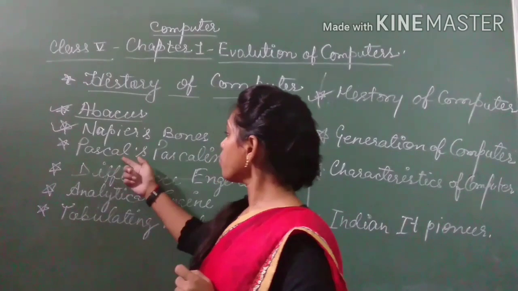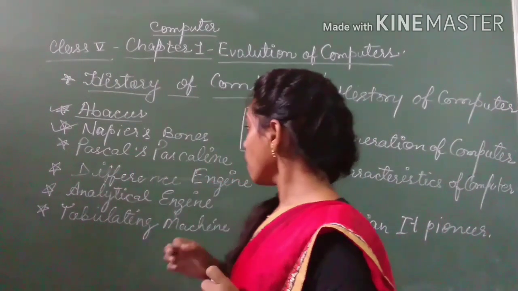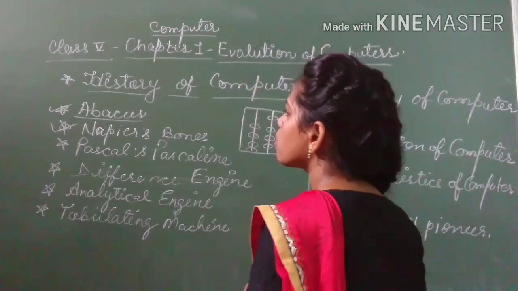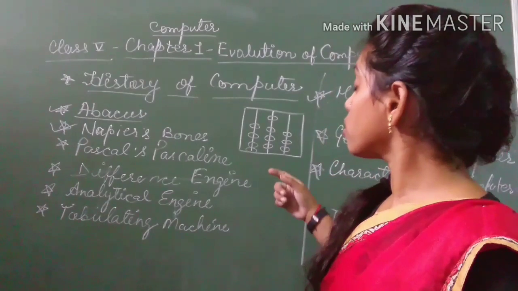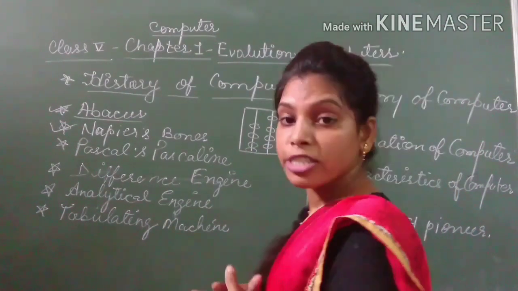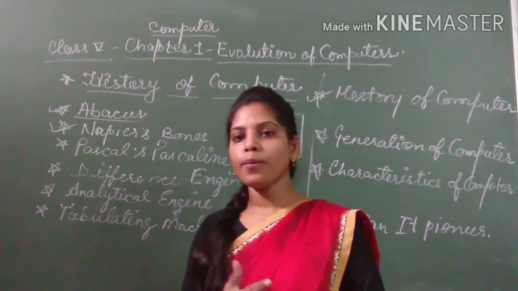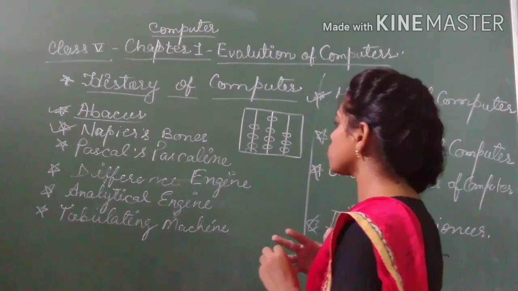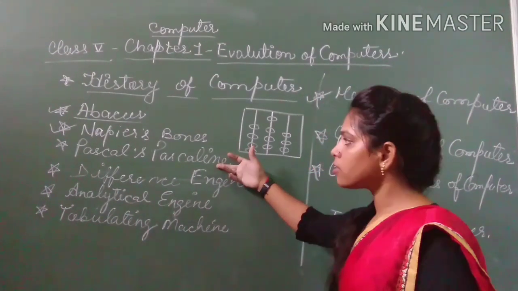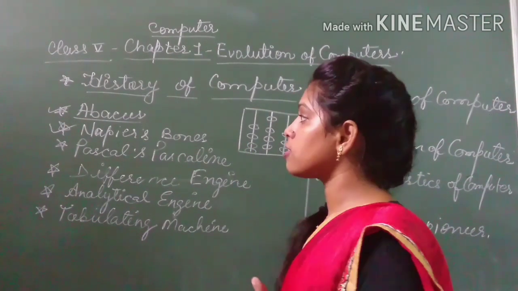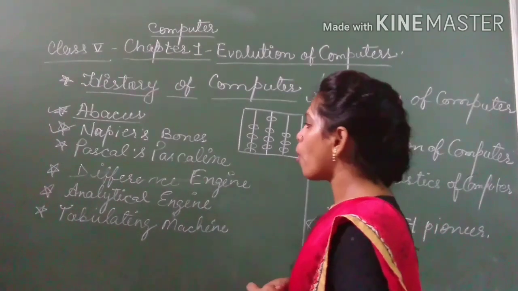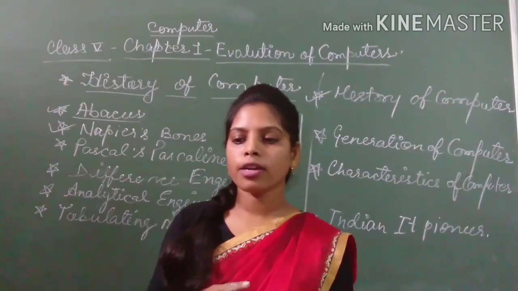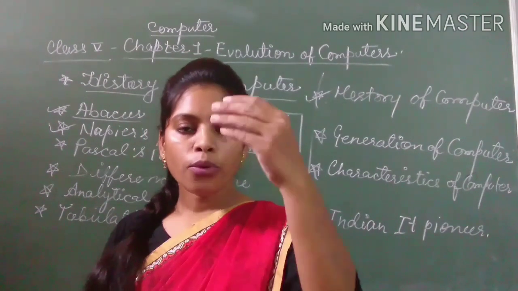Now let's discuss Pascal's Pascaline. Pascal's Pascaline is a type of computer or a device. It is mechanical. Pascal developed this device. That is why he gave his name to this device. Pascal belongs to France. He is a French scientist. He invented this device in 1642. But this device could only do subtraction and addition. That is why some scientists were not satisfied by this invention, and they continued to work on it.